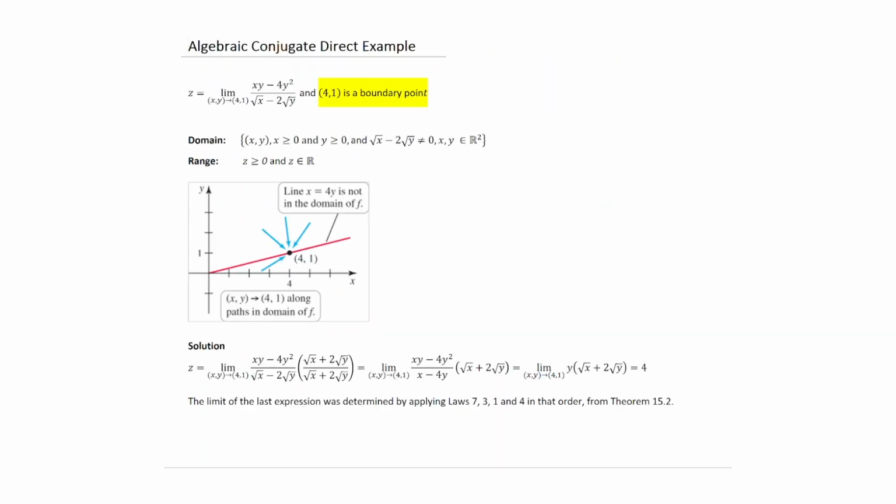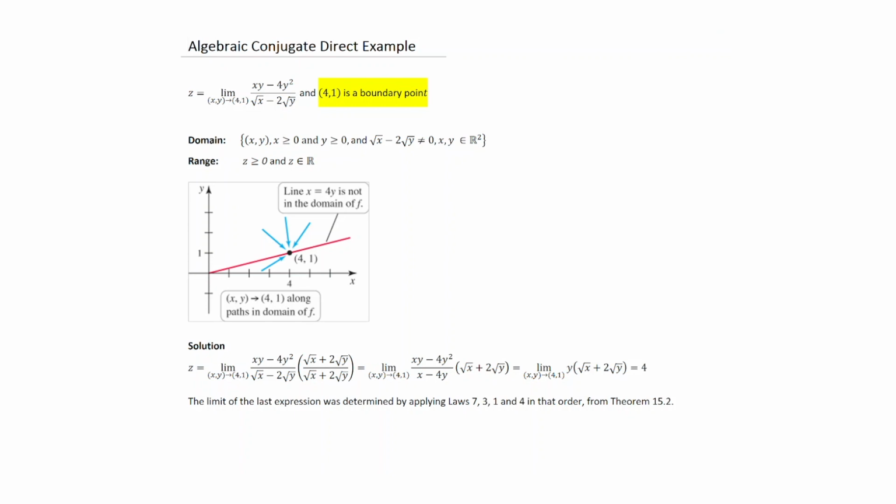All right, let's look at another option, which is the algebraic conjugate direct example approach. So let's say you are given a function (xy minus 4y squared) divided by (square root of x minus 2 square root of y), and you're interested in looking at the limit as (x, y) approaches (4, 1). Well, clearly, if you plug in the values of 4 and 1 in the denominator, you'll end up with a value of 0, which means (4, 1) is a boundary point. So we'll have to exclude it from the domain.